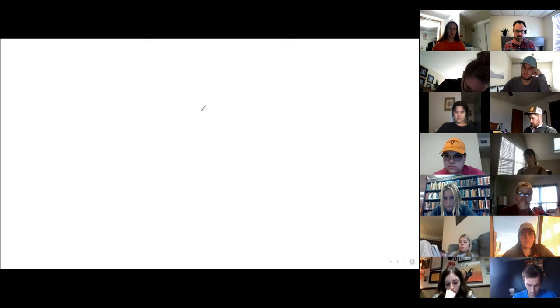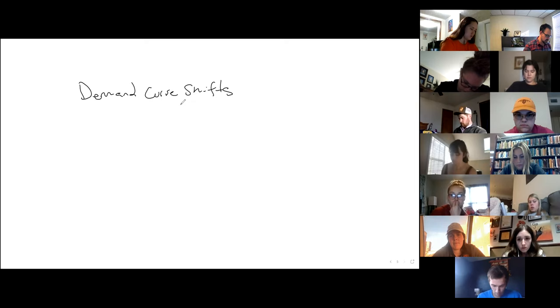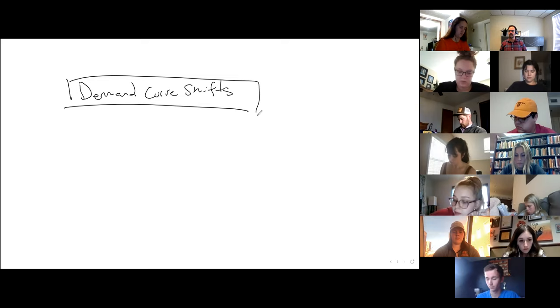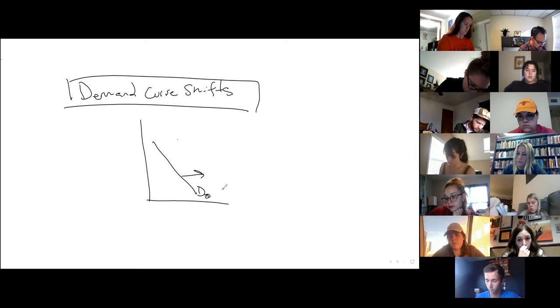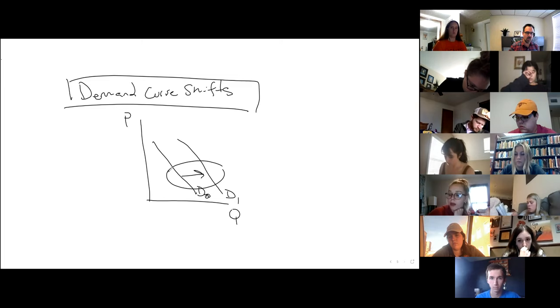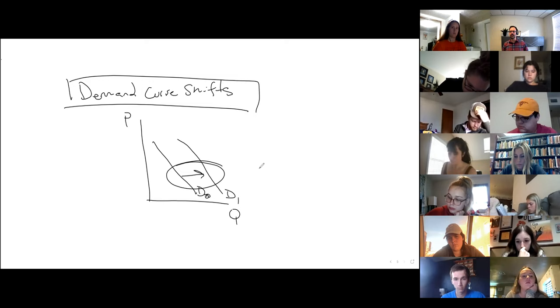Let's do this. What the heck is a shift in the demand curve? I can draw it for you. I don't want to make you describe how to draw it. Suppose we've got this demand curve, and then your professor who thinks he's so smart says, and then the demand curve shifts to D1. What is that? What is a shift in the demand curve, and how is that different than what I drew on this previous page, which was just a movement along the demand curve? How is a shift in the demand curve different than a movement along the demand curve?